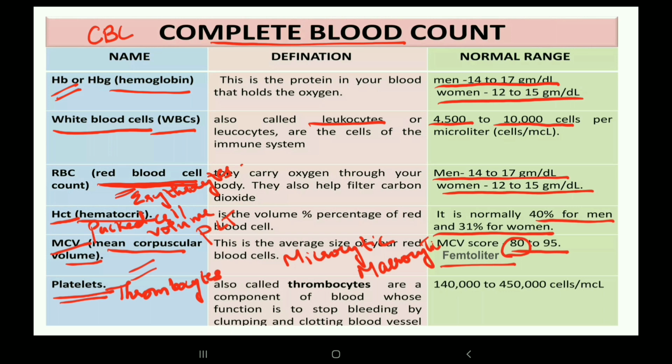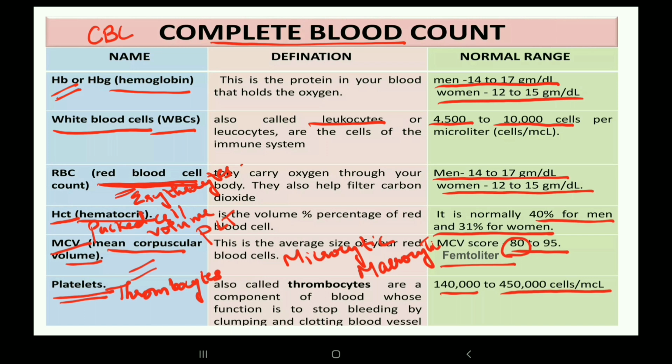The normal value of platelets is between 1,40,000 to 4,50,000 cells per microliter. Now, platelets are tiny cell fragments that form clots when there is damage to a blood vessel. For example, if you cut your finger, platelets mix with clotting factors. Clotting factors are basically the proteins in the blood. It mixes with a clotting factor and forms a glue-like substance in the injured area that stops the bleeding.